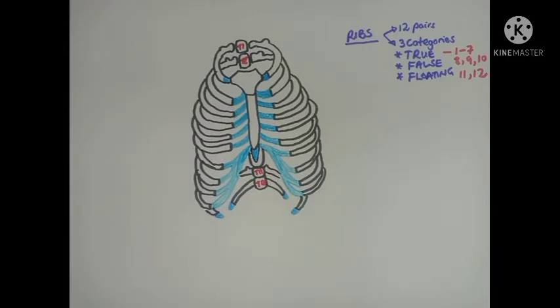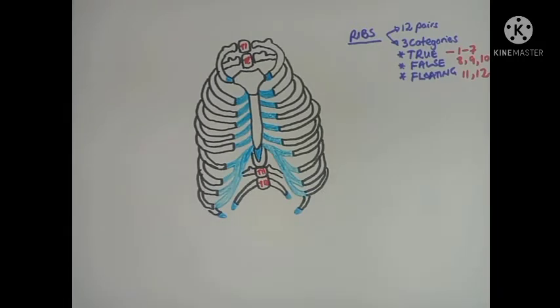So all the 12 pairs of ribs are attached posteriorly to the vertebral column. But only the true ribs are attached directly to the sternum by means of costal cartilages. The costal cartilages of rib number 8, 9, and 10 are attached to the sternum via the costal cartilage of rib number 7. So these 3 are false ribs. The costal cartilages of rib number 11 and number 12 do not attach to the sternum. They are free floating and they are embedded in the musculature of the abdomen.